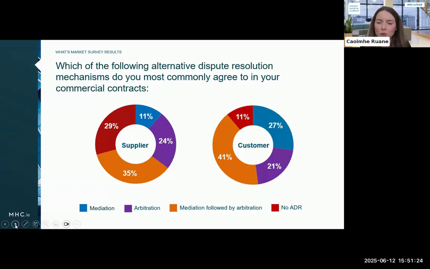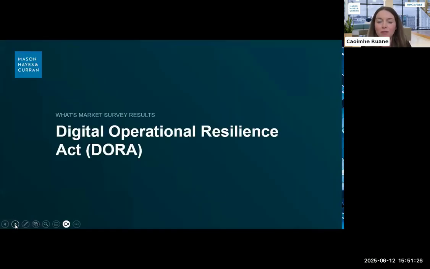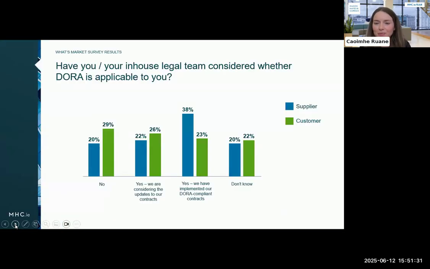So I think that brings us to our next topic, which is DORA, the Digital Operational Resilience Act. Next slide, please. So turning to another very topical issue in commercial contracts at the moment, we asked our survey participants, have you or your in-house legal teams considered whether DORA is applicable to you? With 4 options, the first being no, then yes, we are considering updates to our contracts. Yes, we have implemented DORA compliant contracts already. And then the final one is don't know.